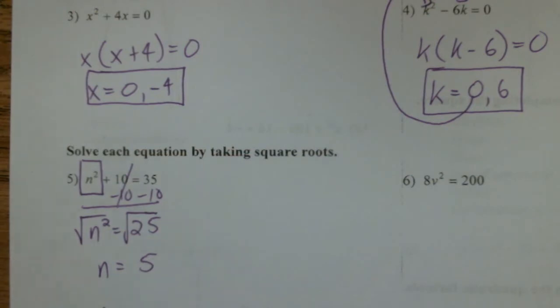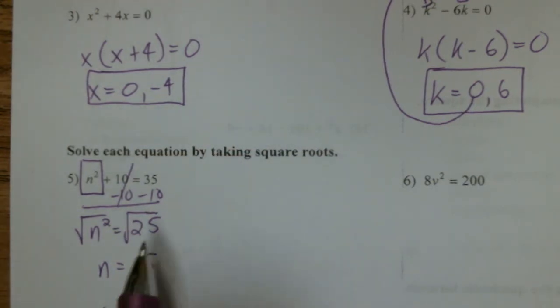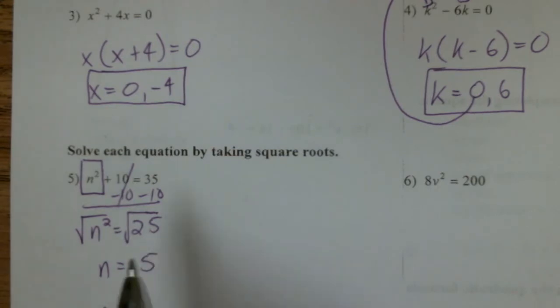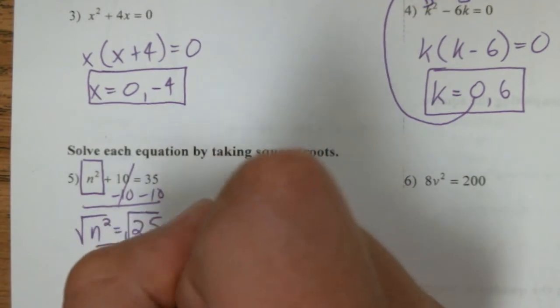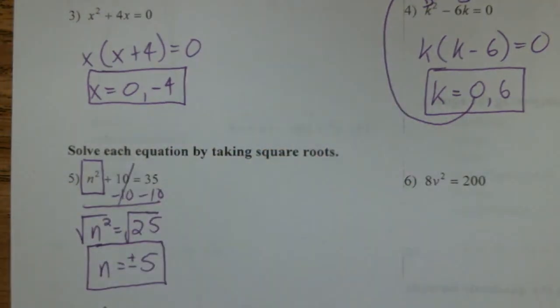And yes, boys and girls, it is so easy to write n equals 5. For so many years, you guys have known that the square root of 25 is 5. No longer in geometry, when you take the square root of a positive number, you will always generate a plus or minus. So do not fall into that trap on the test. And when you take the square root, it's going to be plus or minus.